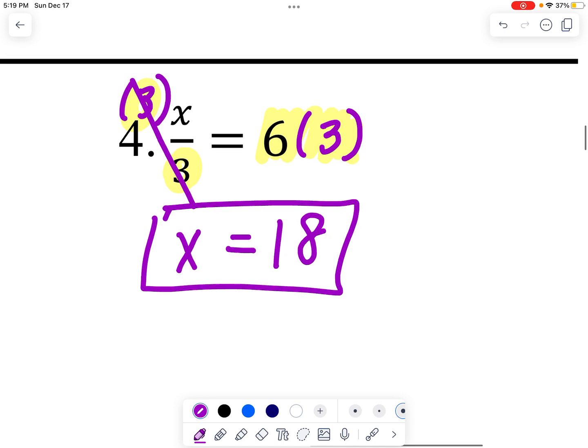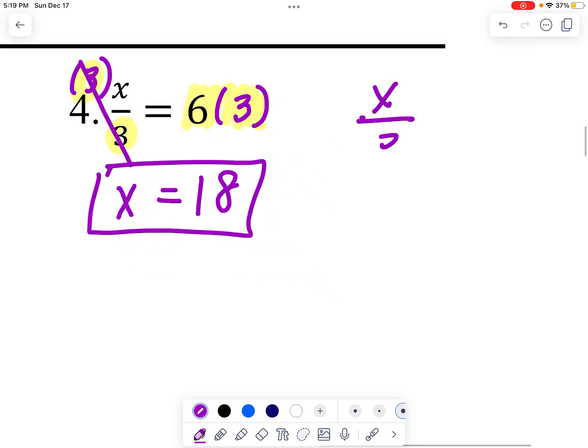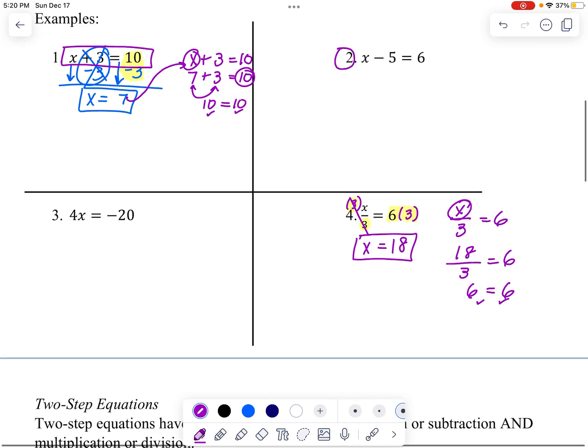And if we wanted to check our answer, we would just plug it back in. Here's the original problem. If x is supposed to be 18, then let's get rid of the x and put 18 there instead. And now let's divide. 18 divided by 3, well, that's 6. So this worked out. It's the same answer. Okay, I'm going to circle 3, and we're going to skip that one and keep going.